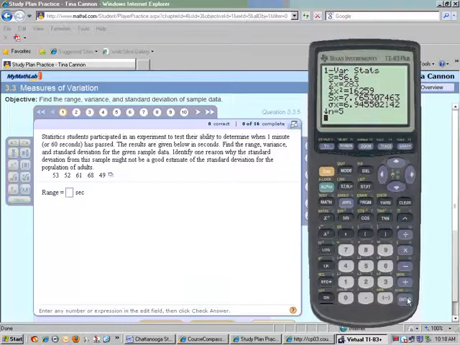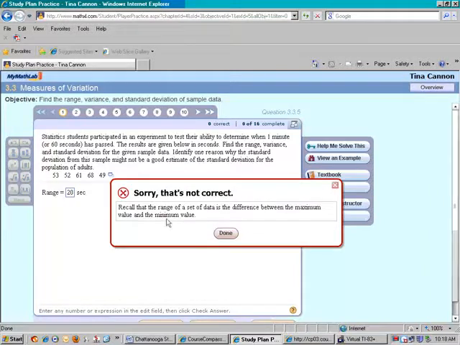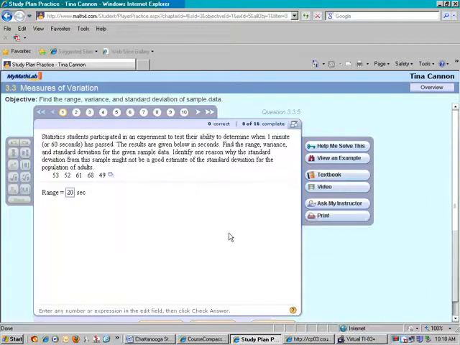Okay, so now what happens is it asks me to find the range. Now remember your formula. The range is the high minus the low. So my maximum is 68 and my minimum is 49. So 68 minus 49. So my range comes out to be 20. So I'm going to place 20 in the value in the box, and I'm going to check it, and it says sorry, that's not correct.